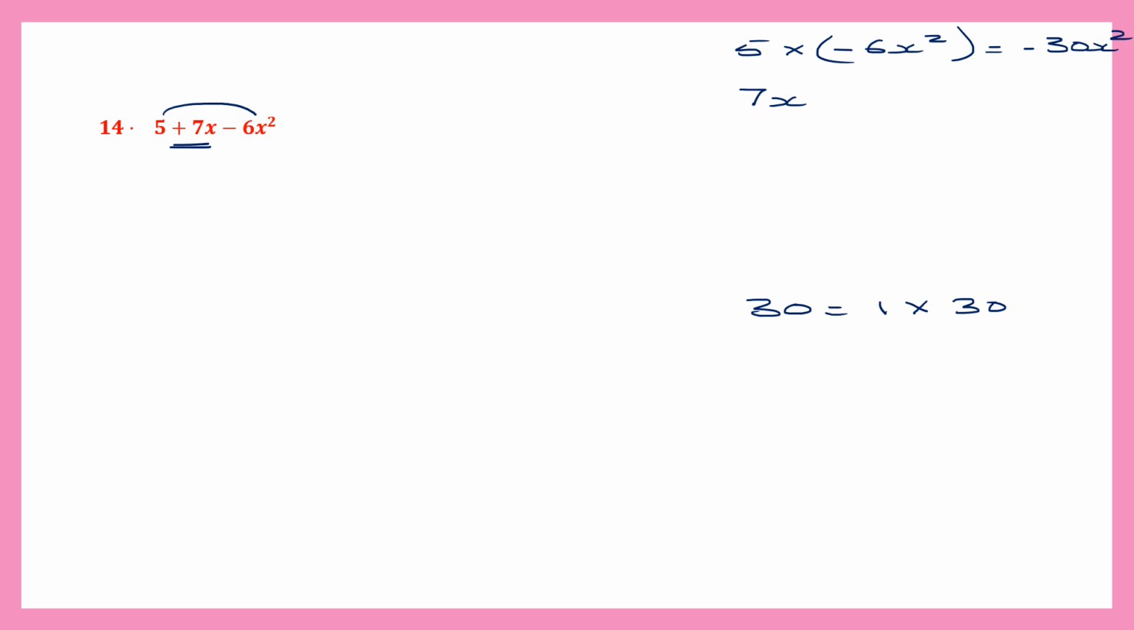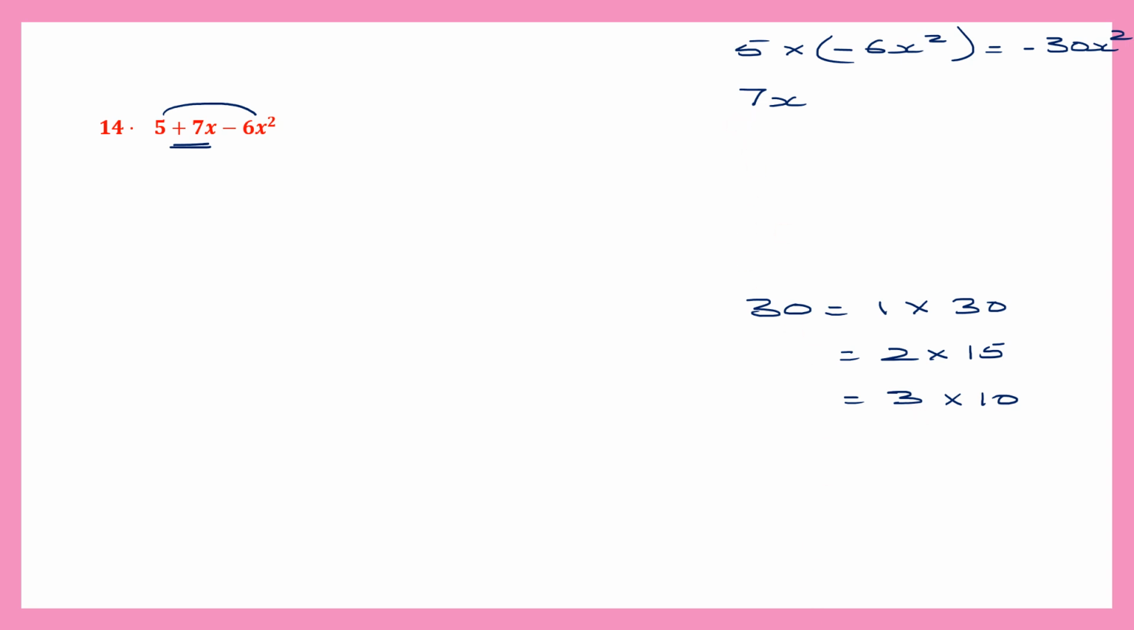Question 14. Here also let's multiply the first term and the third term. 5 into minus 6x², minus 30x². Middle term is 7x. We're going to split this 7x. So let's take 30. Factors of 30. 1 into 30, but it won't add up to give us 7. We need to get 7. 2 into 15. This will not add up to give us 7. 3 tens are 30. So 3 and 10. We can work on this to try and get us 7.